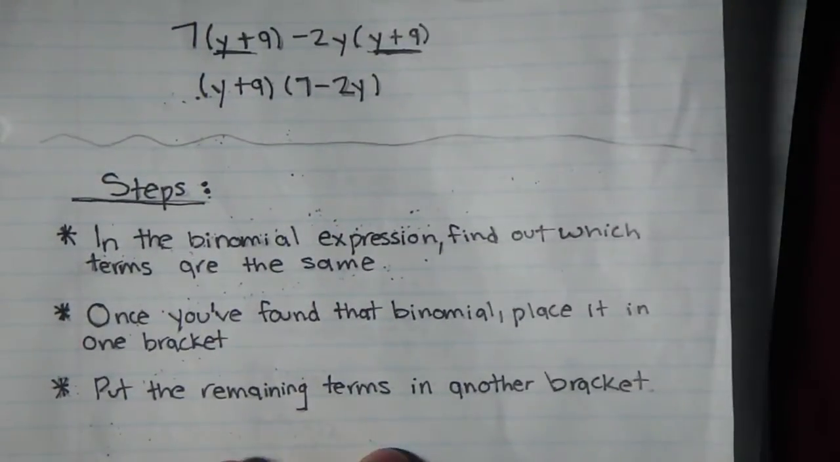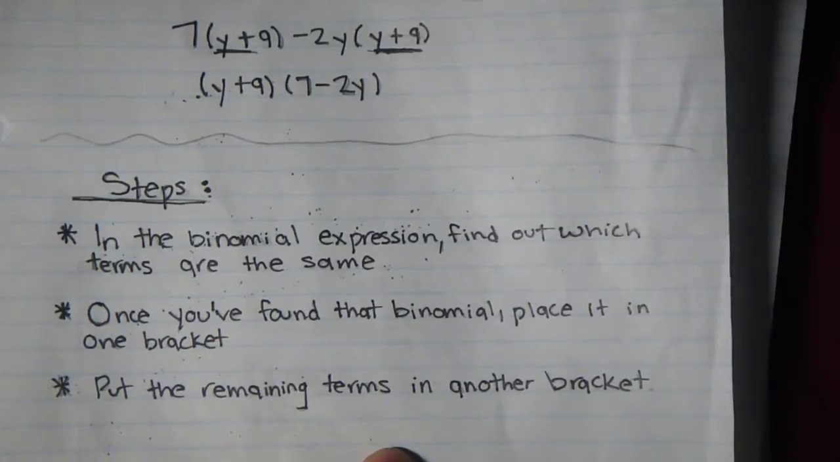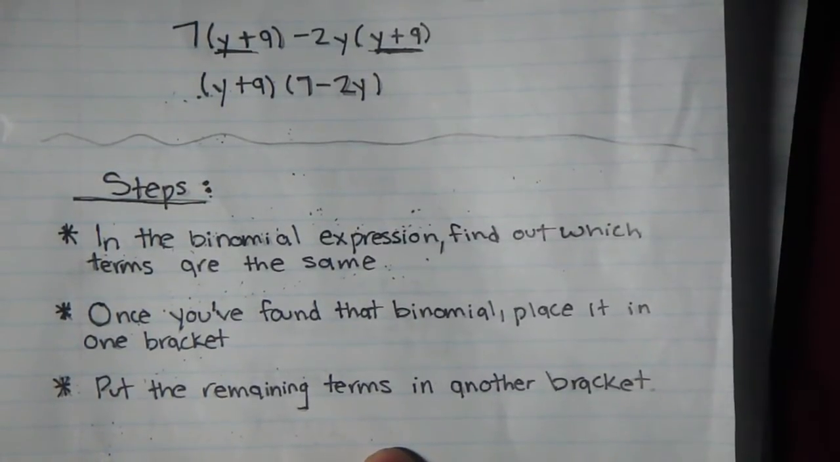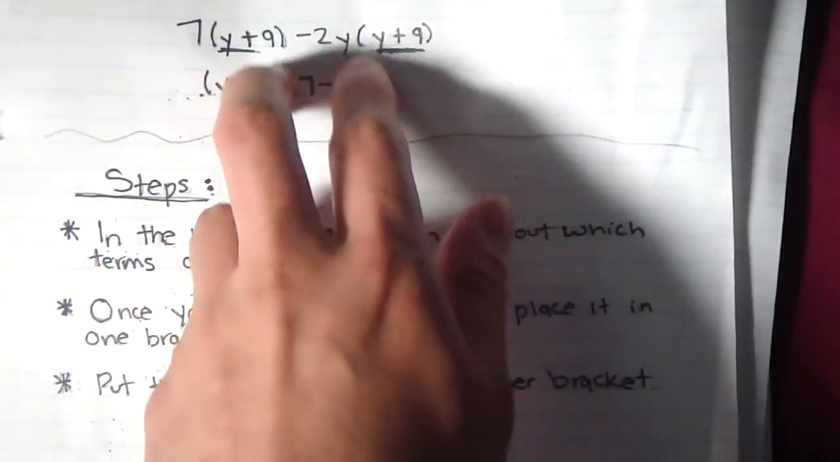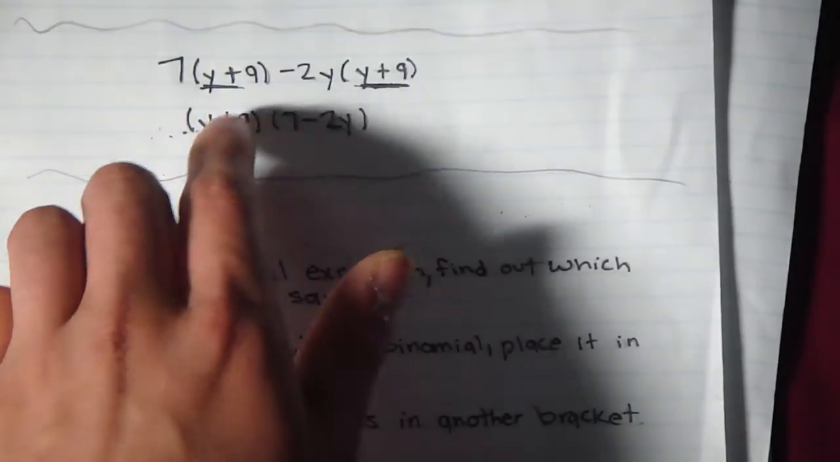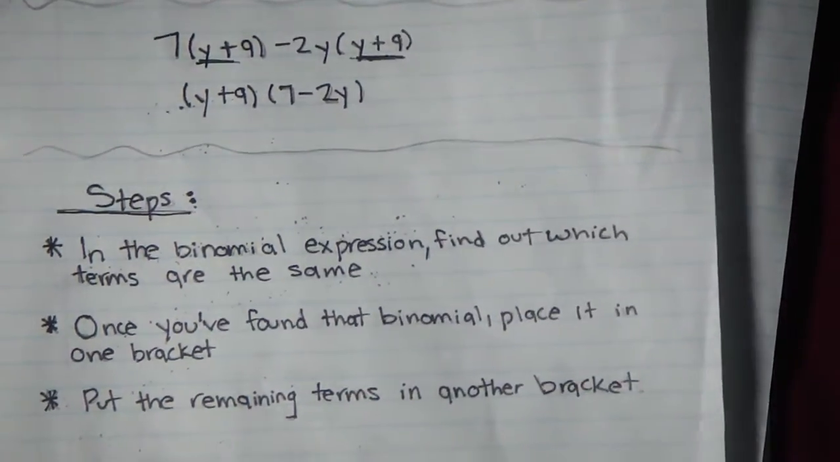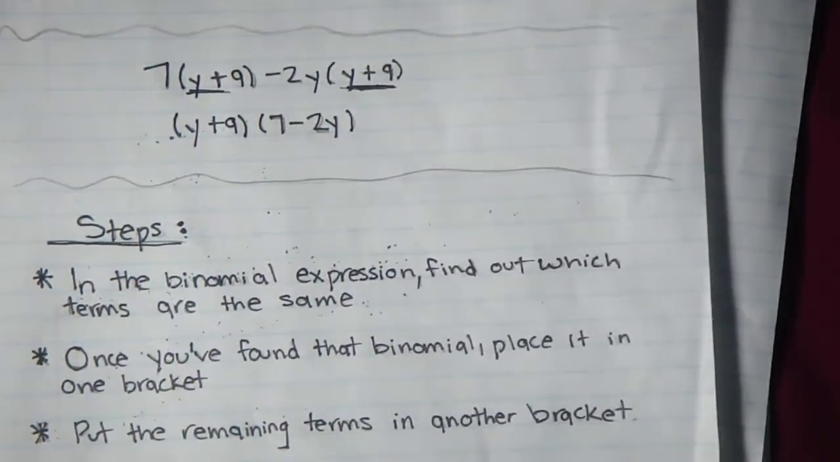Now, steps to solving binomial common factoring. In the binomial expression, find out which terms are the same. We've done that right here. Once you found that binomial, place it in one bracket. We've done that. And put the remaining terms in another bracket. We've done that right here.